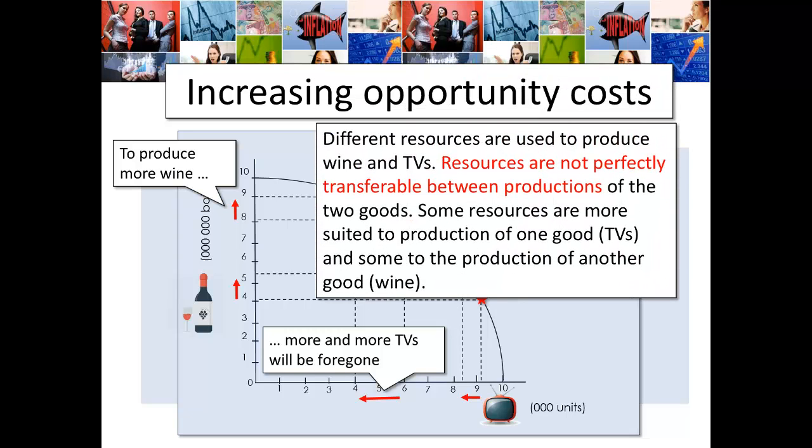So different resources are used to produce wine and TVs. These resources are not perfectly transferable between production of the two goods. Some resources are more suited to the production of one good and some to the production of another good. So if we're producing a lot of wine, then to produce a little bit more wine, we're going to have to give up a lot more TVs than if we're producing a middling amount of wine. To produce a little bit more wine, we don't have to give up so many televisions.